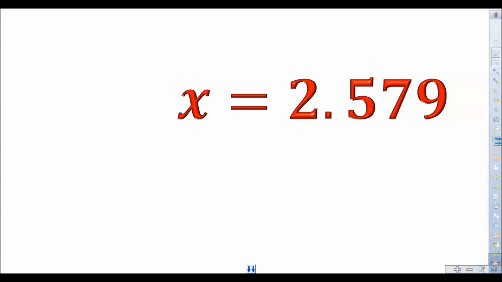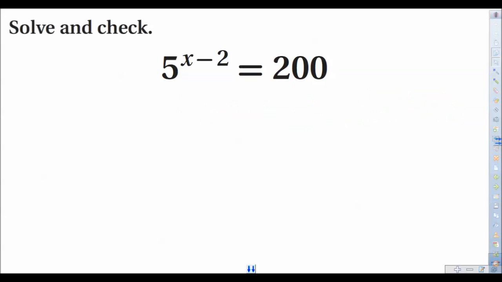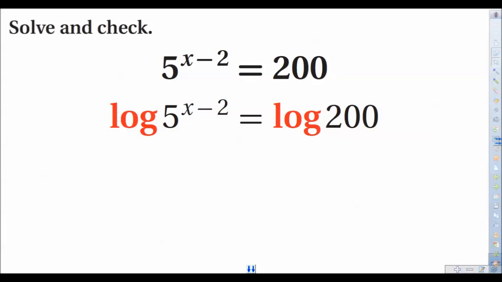Let's see this again with a couple more examples. How about this one? 5 raised to the x minus 2 power is 200. A thing to look for that would be a dead giveaway to take a log of both sides is that with this problem, there's an exponent on one side with a variable of x. The variable x is only used as an exponent on the left side. It's not used on the right side. When that's the case, we can take a log of both sides.